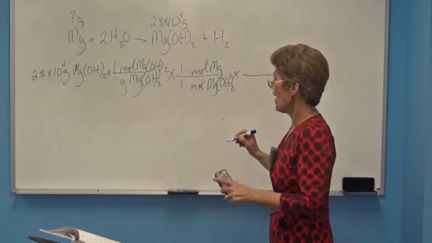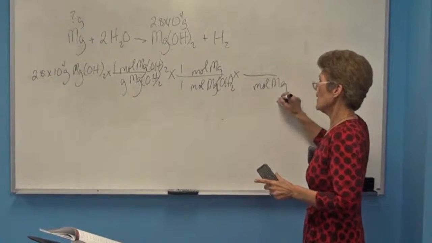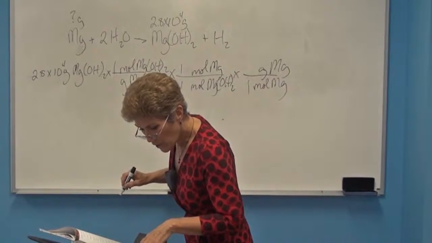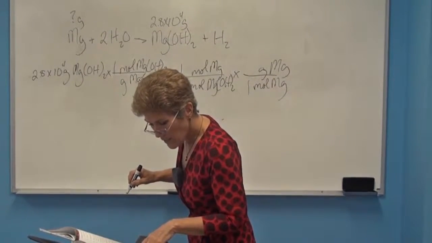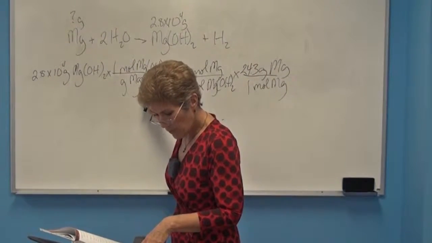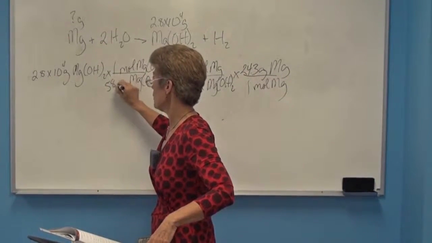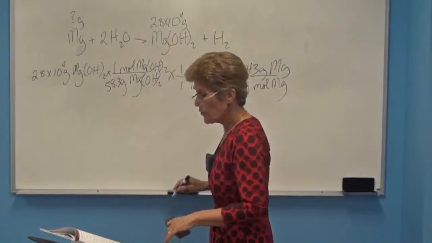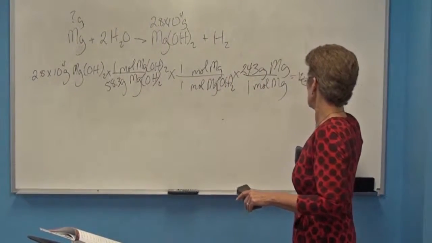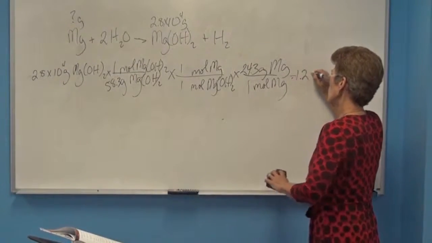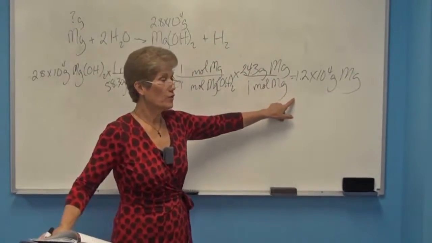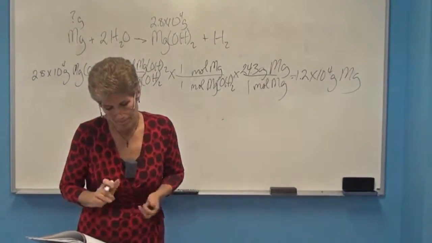Okay. And then we have moles of magnesium, and we're going to go to grams of magnesium. Magnesium, if you look on your chart, weighs 24.3 grams, and if you add it up with the hydroxide, it ends up being 58.3 grams. If you put it all in your calculator, you want 2 significant figures in your answer. It's going to be 1.2 times 10 to the 4th grams of magnesium.